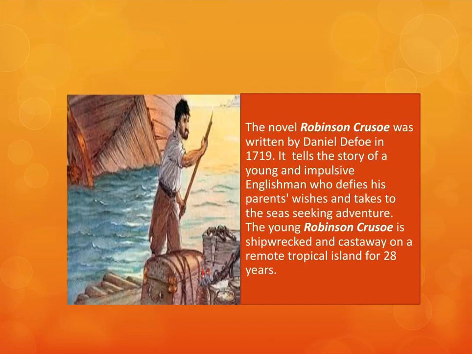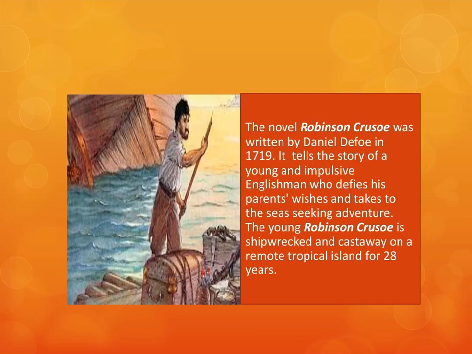Now, children, this lesson is a small part from the novel Robinson Crusoe. The novel Robinson Crusoe was written by Daniel Defoe in 1719. It tells the story of a young and impulsive Englishman who defies his parents' wishes and takes to the sea seeking adventure. The young Robinson Crusoe is shipwrecked and cast away on a remote tropical island for 28 years.